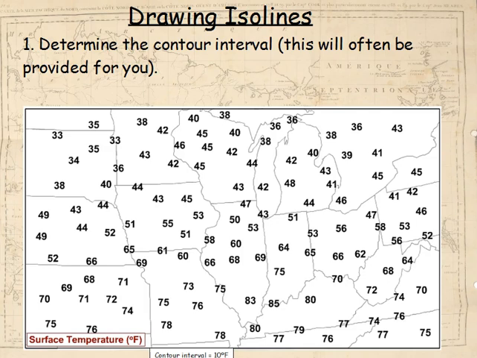Are we ready? So let's look at the rules that we would follow, or the steps. The first step would be determine the contour interval you're going to use. This will often be provided for you or given to you. Sometimes it's a little difficult, so you're going to have to examine the picture. Don't skimp on your diagrams. Spend time dissecting it and analyzing it. So if you look right here at the bottom, in little tiny words, you can see contour interval equals 10 degrees Fahrenheit. So we're going to be going by 10 degrees, or tens, on this map.